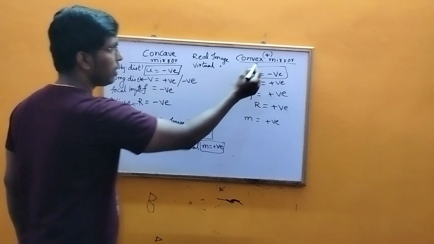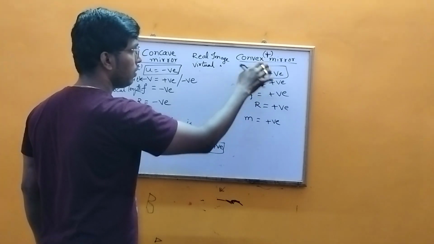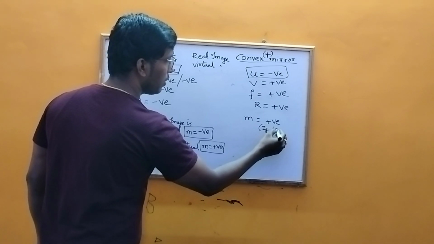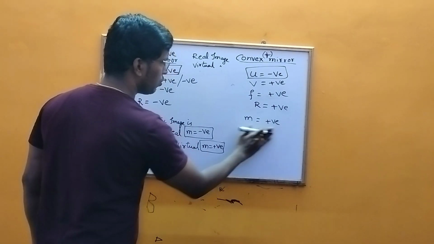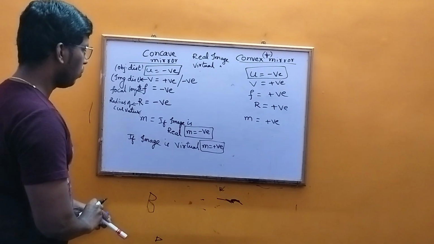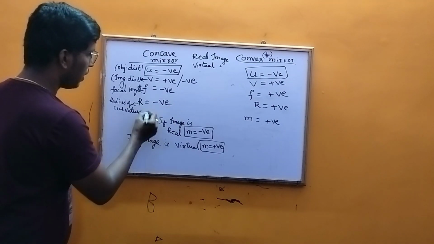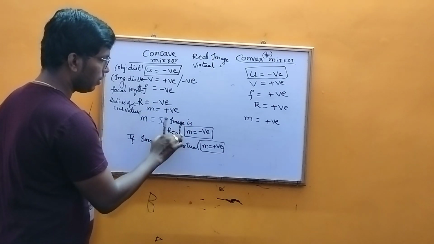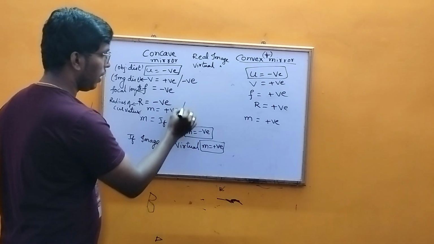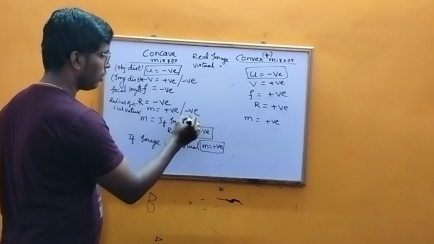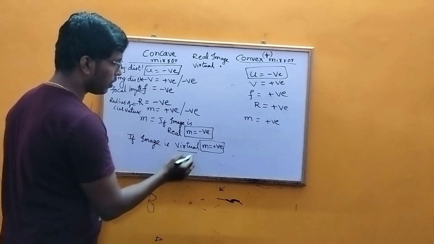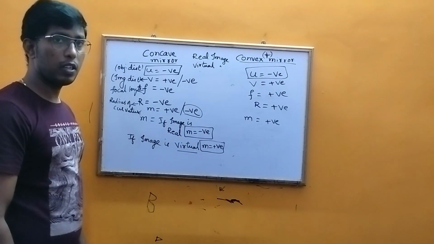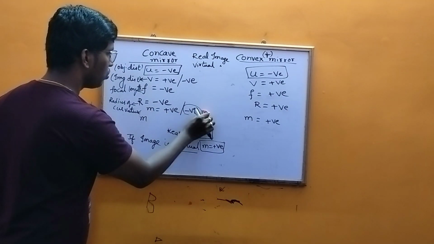Understood? So one thing I told you to remember is plus for convex mirror. In convex mirror, except u, everything will be positive, since it always forms a virtual image only. That is very simple to remember. So radius of curvature negative for concave, and what about the M value? M will be positive when the image is virtual, and M will be negative when the image is real. So these are the sign conventions you should remember.